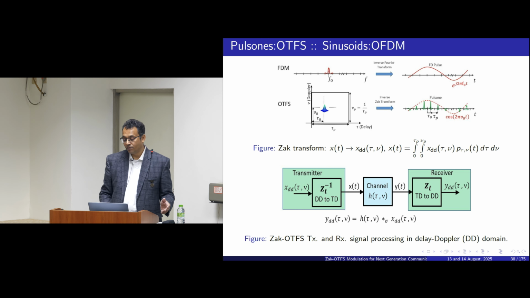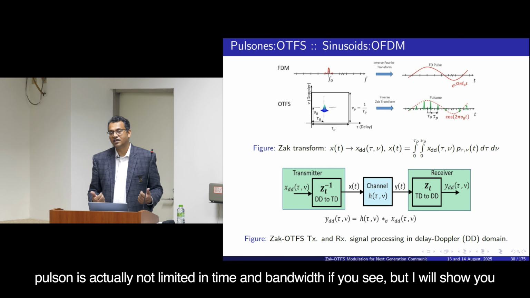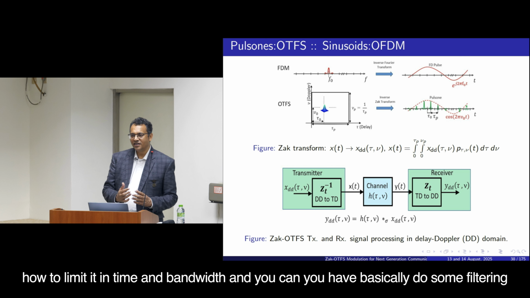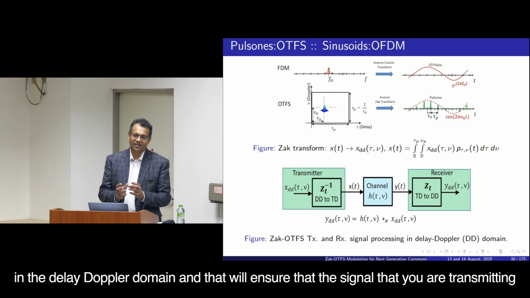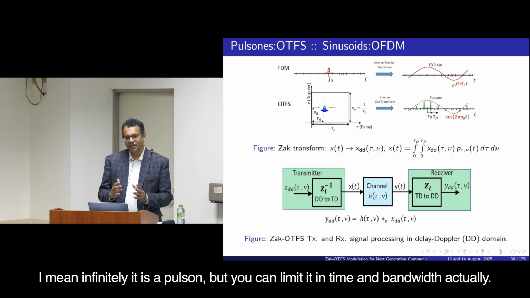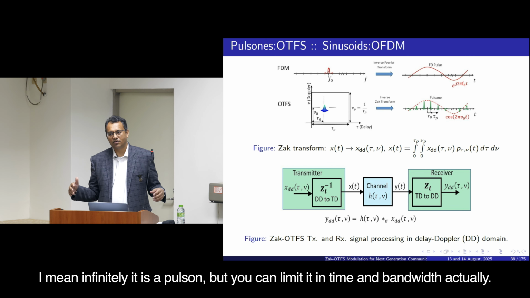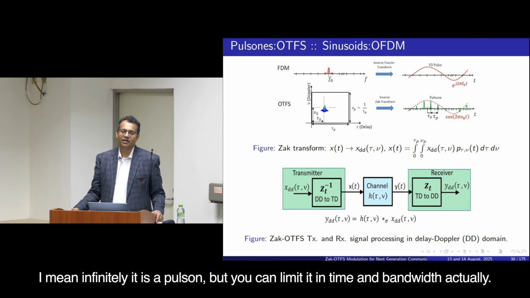I mean this pulson is actually not limited in time and bandwidth, if you see. But I'll show you how to limit it in time and bandwidth, and you have to basically do some filtering in the delay Doppler domain, and that will ensure that the signal that you are transmitting, I mean infinitely it's a pulson, but you can limit it in time and bandwidth actually.